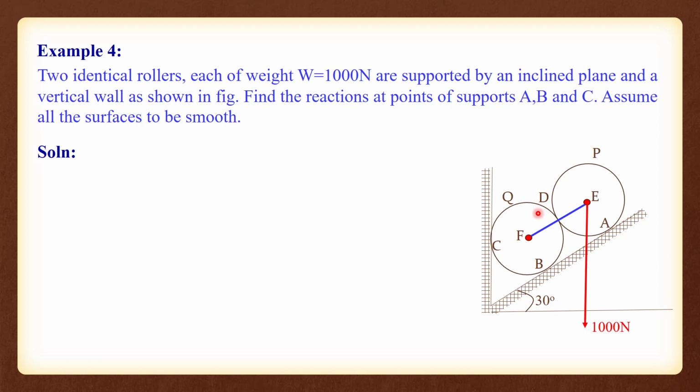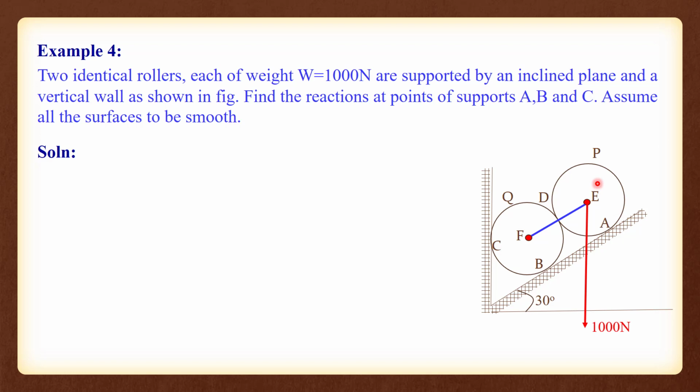Now, since we are using the equilibrium conditions for solving, we have only two equilibrium conditions, that is sigma H equal to 0 and sigma V equal to 0. So, with the help of two equations, the maximum number of unknowns that can be solved will be two only. So, it is always better to choose the free body diagram of P first for solving. So, here we are going to consider the equilibrium of roller P.